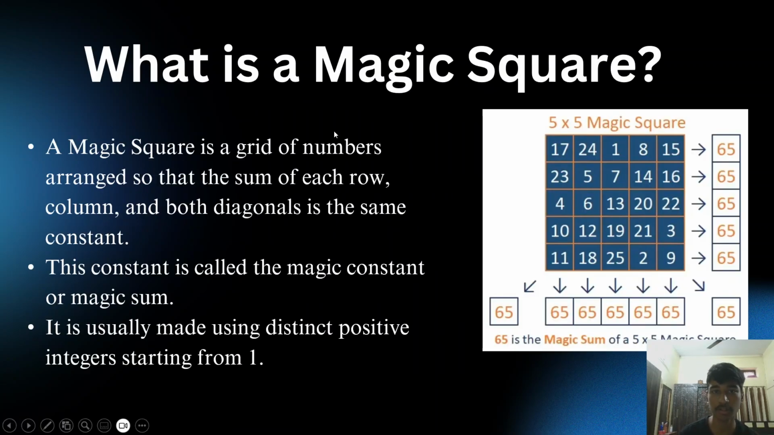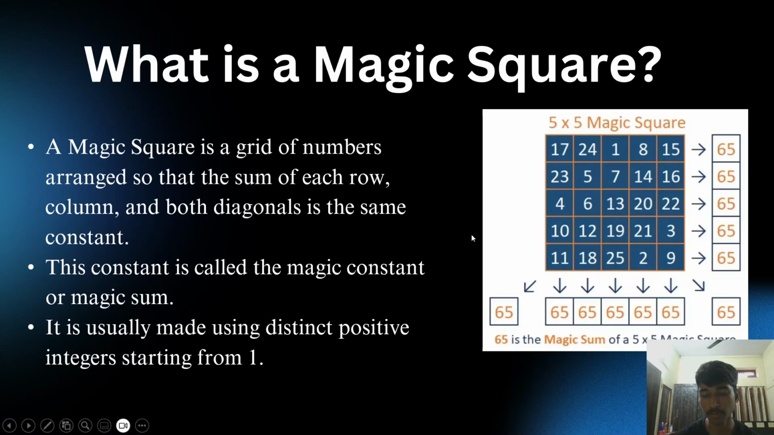So the first question that might come to your mind is, what is actually a magic square? A magic square is a grid in which we place numbers 1 to n squared. Here there are 25 numbers, and the sum of each row, each column and each diagonal is the same, a constant value. Here it is shown. This constant is called the magic constant or magic sum.